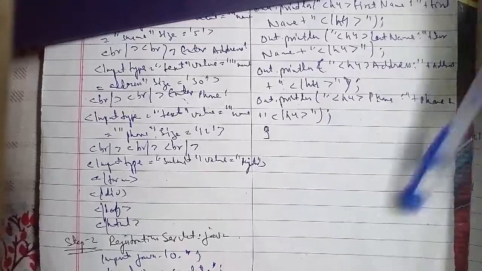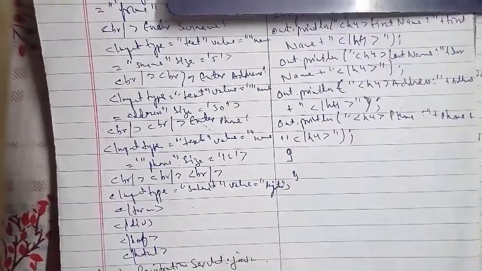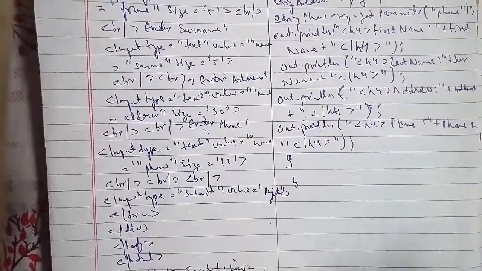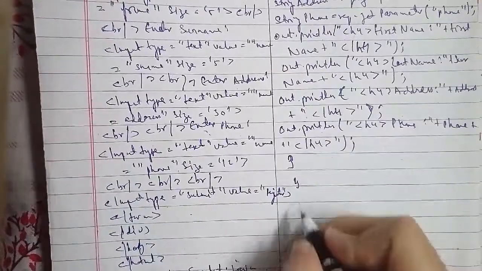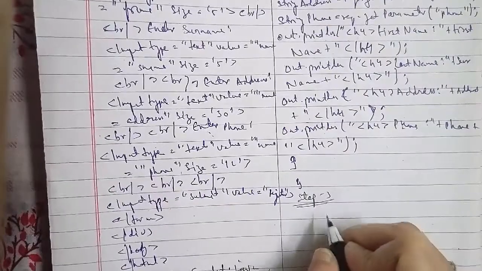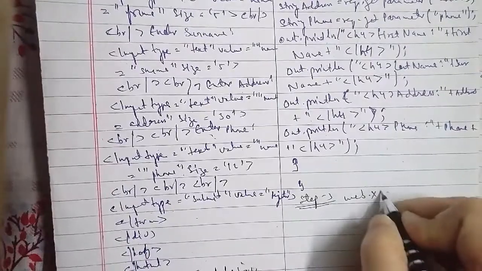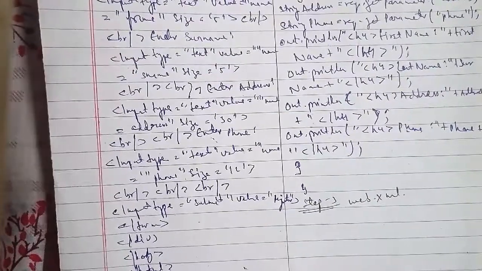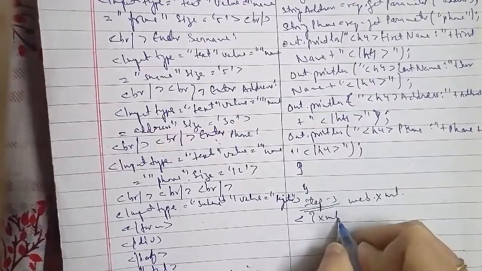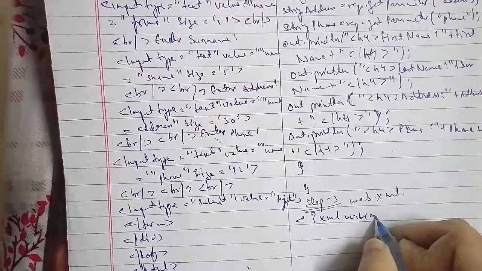That is your step 3, the web.xml file you have to create, by the name web.xml. So here we'll do that. XML version equals to 1.0, encoding equals to ISO 8859.1.